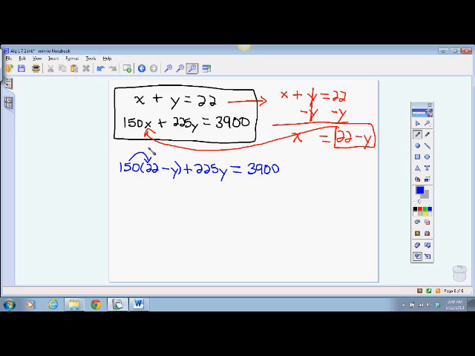So if you go 150 times 22, you get 3,300 minus 150 times Y, which is 150Y. Feel free to go change, and make that plus and negative. And that probably in this case is a good idea. So I'll do that here in 1 second.